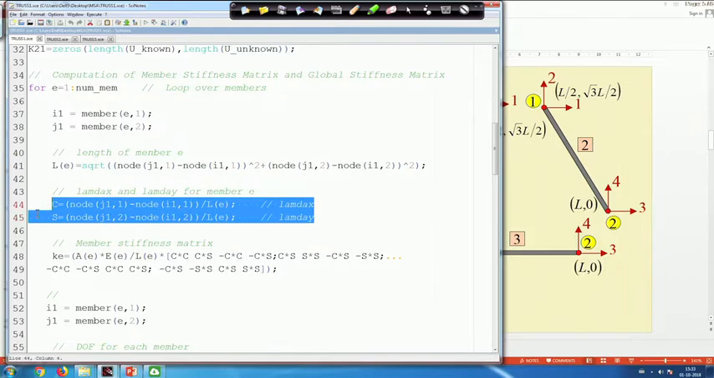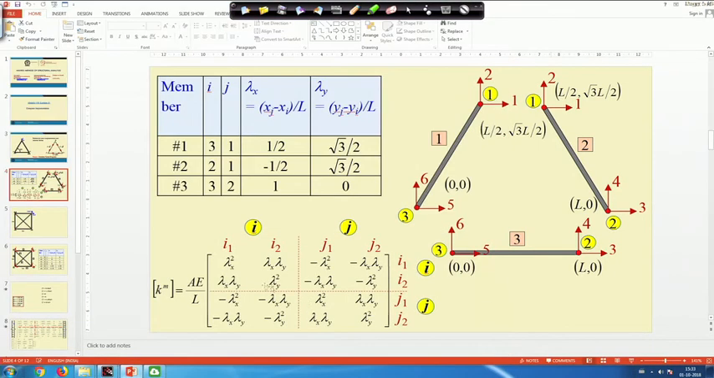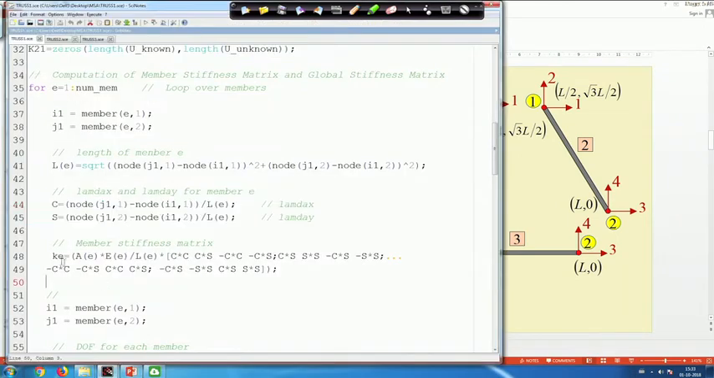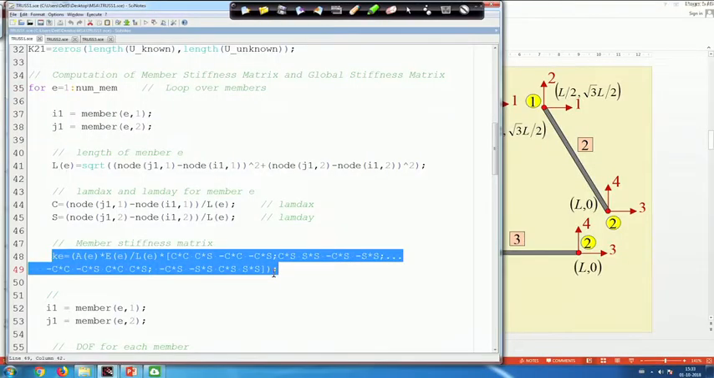Okay. Now, once we have calculated lambda x and lambda y, the next thing is the element's member stiffness matrix. K E is the member stiffness matrix. This member stiffness matrix depends on the value of E, because it is summed over E. Now, this is the member stiffness matrix for a given E.